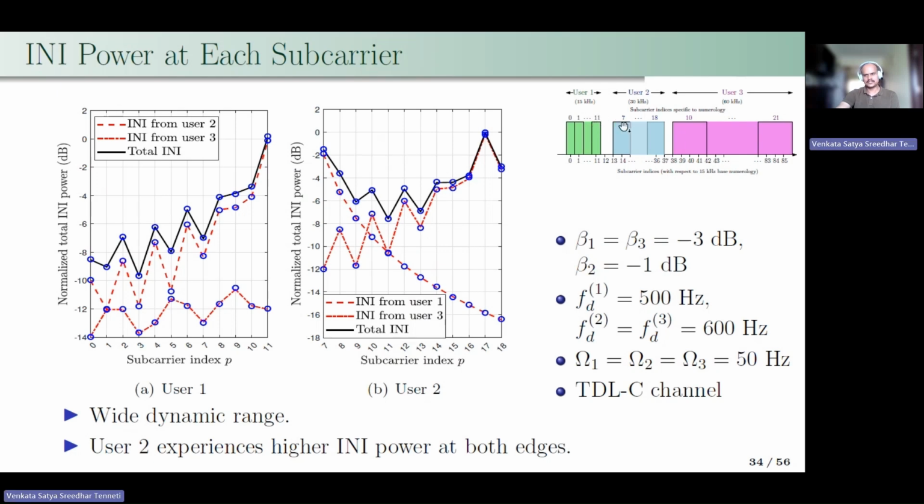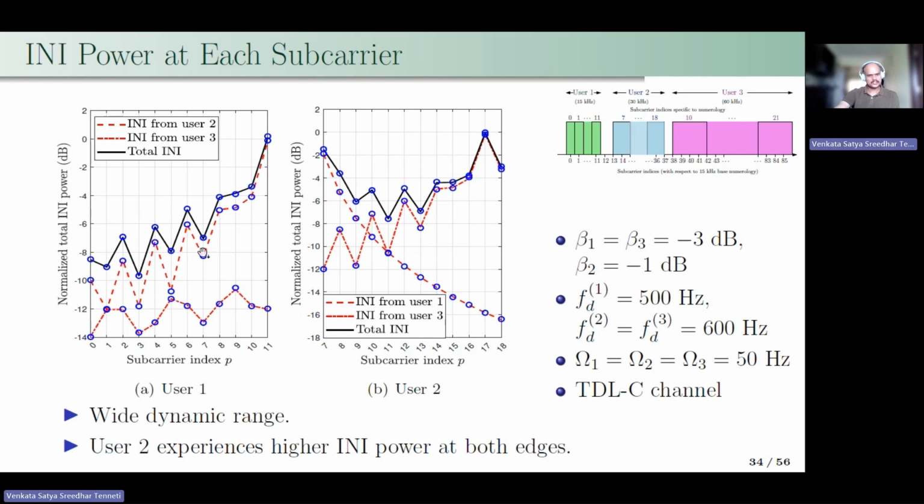So for user 1, all the interfering subcarriers are towards the right. So the rightmost subcarrier will get the highest INI power, whereas user 2 is receiving INI from both the left edge as well as the right edge. So both the left edge and right edge subcarriers have higher INI power.